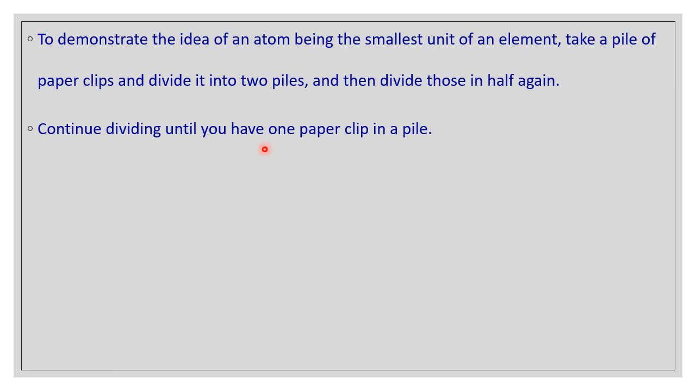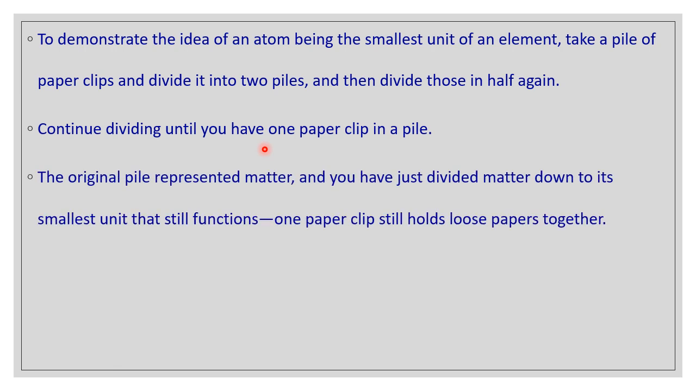Earlier you had taken a pile of clips, many clips. When you go on dividing, at the end, after some time, we get only one clip, and that one clip is what? The atom. So just to compare, in the beginning you have taken a huge heap of clips. That is like matter. From the matter, if you go on dividing, ultimately we find one clip, that is the atom. The original pile represented matter and the clip, the atom.